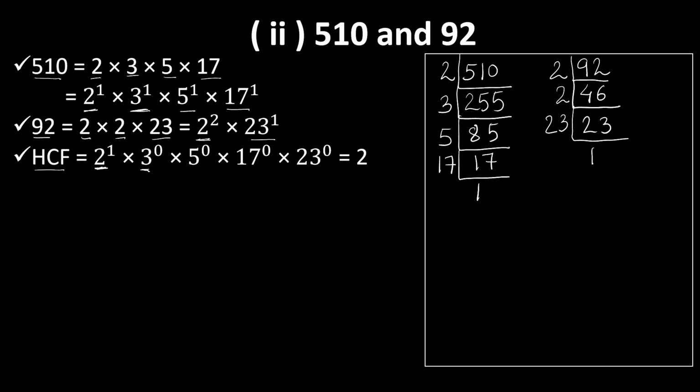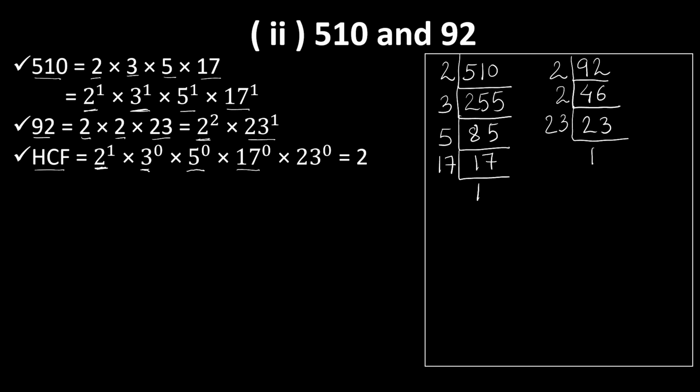Same happens for 5. 5 is occurring in 510 but not in 92. So, therefore, we will be writing 5 raised to 0. And same applies for 17 also. 17 is occurring as a prime factor in the prime factorization of 510 but not in 92. So therefore the least exponent possible for 17 would be 0, and hence we will be writing 17 raised to 0.